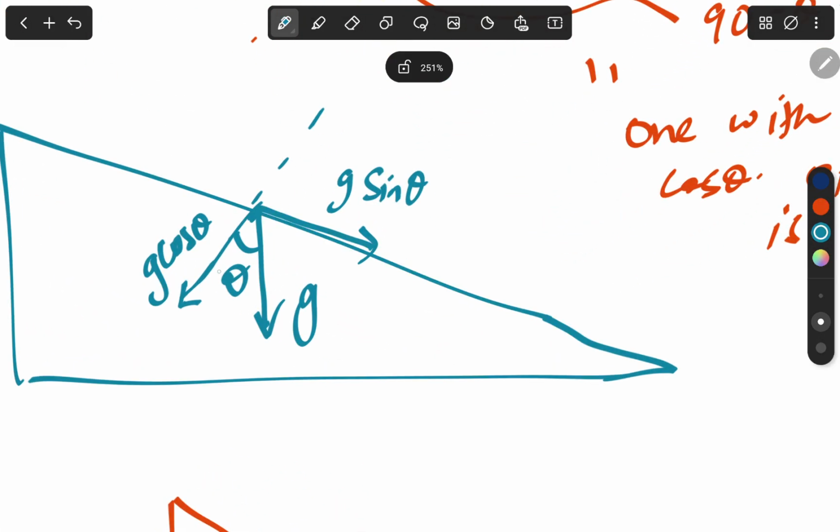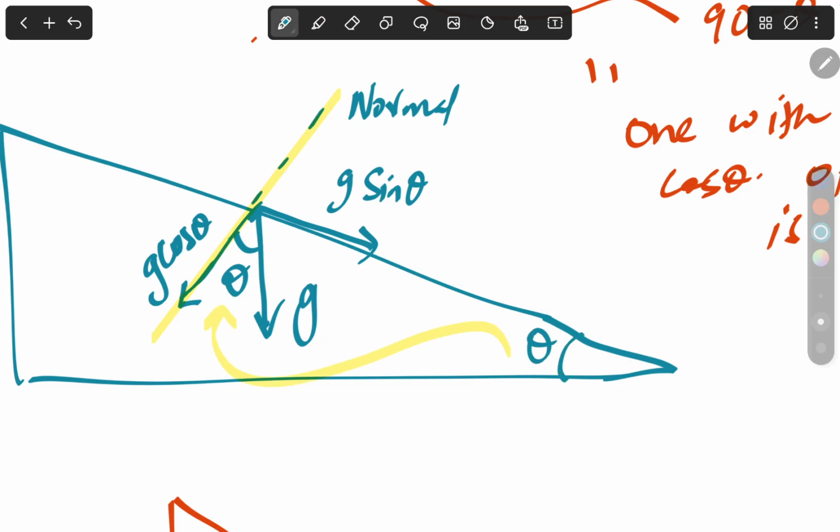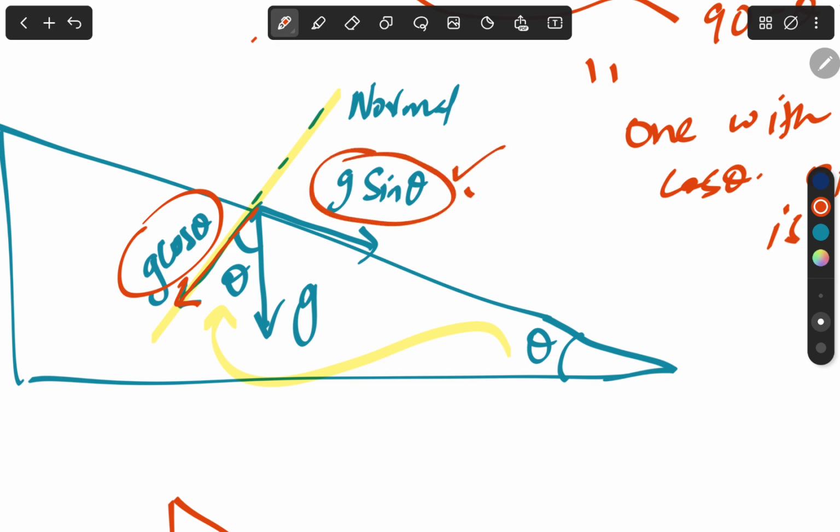So what you have to understand is we draw a dotted line like this. It's a normal line. Normal line is perpendicular to this surface. Normal means perpendicular to the surface, 90 degree angle with the surface, and this angle theta is the same as this angle theta over here. Okay, and remember the side with the theta is g cos theta, and the side that doesn't have the theta is g sin theta, and we will use this a lot.